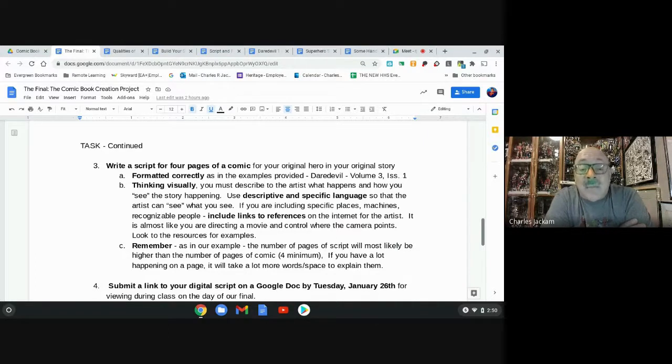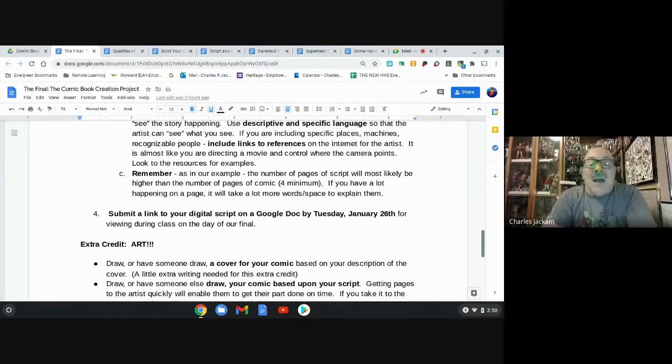Use them. And remember, as in our example, the number of the pages of the script will most likely be higher than the number of the pages of a comic. If you have a lot going on a particular page, you're going to take more than a page of script to describe what is happening. So we'll look at that when we look at the example. Eventually, you will submit this by sharing.